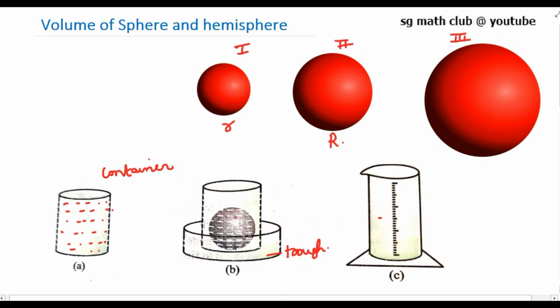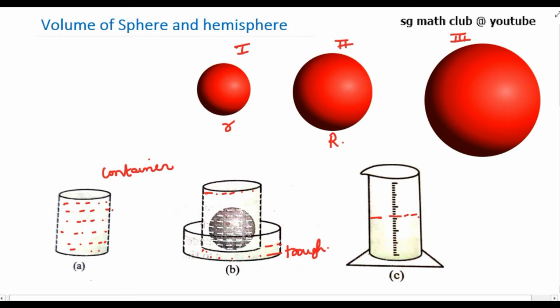Then next, you are going to place the first sphere in this container. The water is there till the brim, so when you place the sphere in this container, some of the water will overflow and fall into this trough. Third step, you will take this water from the trough and pour it into the measuring cylinder, and you will see the measure of water that has been displaced from this container when you have immersed the sphere.